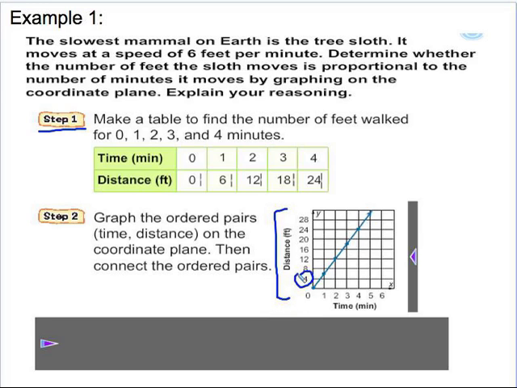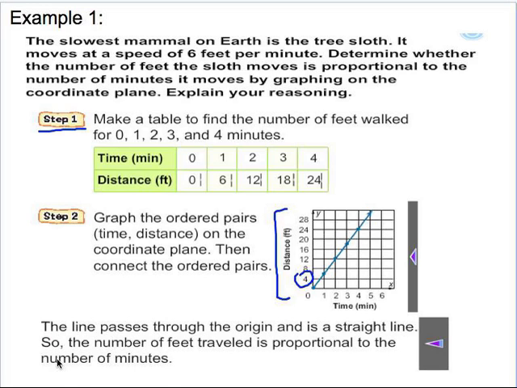Okay, so I graph all of my points. I have the points 0, 0, 1, 6, 2, 12, 3, 18, 4, 24. I connect with a line. Now, in order for a relationship to be proportional, 2 things need to be true. It needs to graph as a straight line, and it needs to pass through the origin. In this case, I know that the line passes through the origin and it's a straight line. So the number of feet traveled is proportional to the number of minutes.